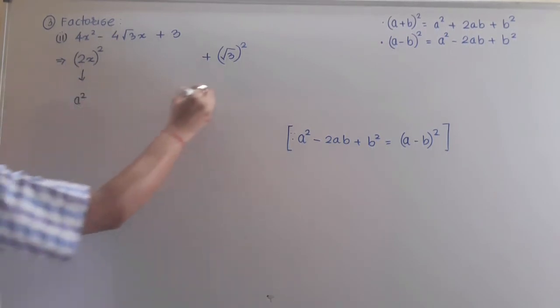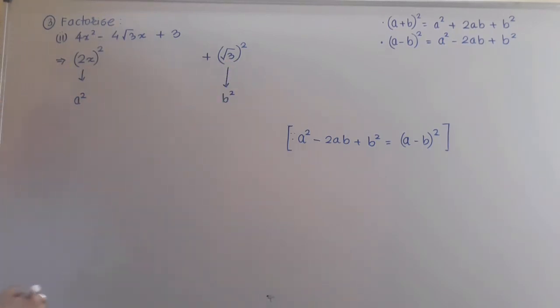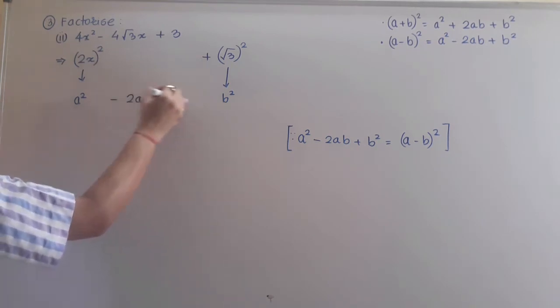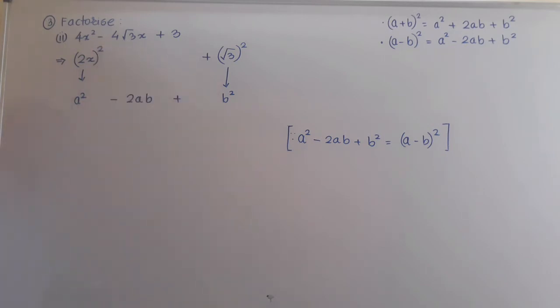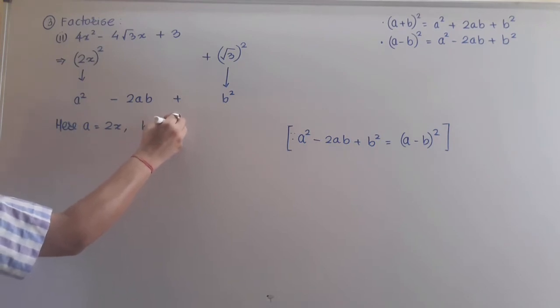Okay, this will be the value of b square, right? And what will come in the middle of that? That will come minus 2ab, and then plus b square we required. So observe what is the value of a we have now here. Value of a will be equal to 2x and value of b will be equal to under root of 3.